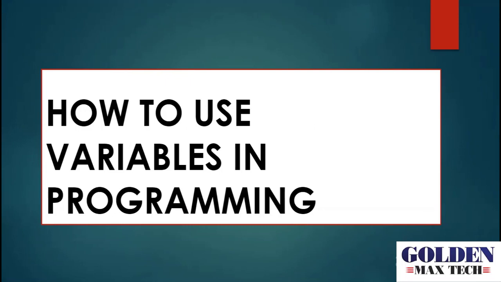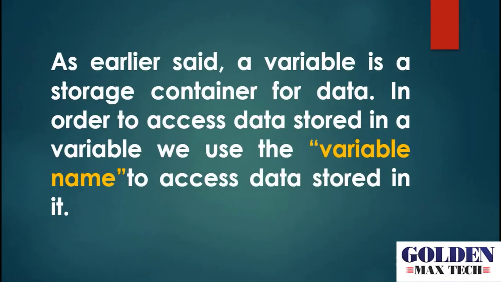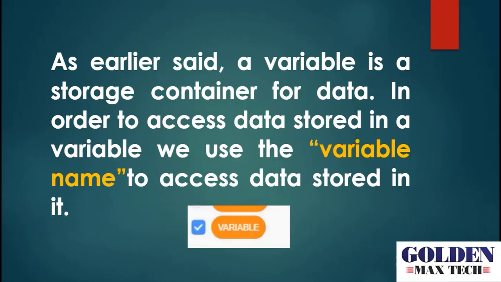After creating your variable, we then want to know how to use variables in programming using Scratch 3 as illustration. As earlier said, a variable is a storage container for data. In order to access data stored in a variable, we use the variable name to access data stored in it. And as you can see in the picture, once you create a variable, you will see the variable name in a button, as you can see on the screen right now.